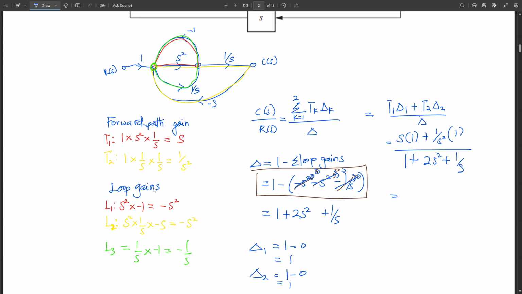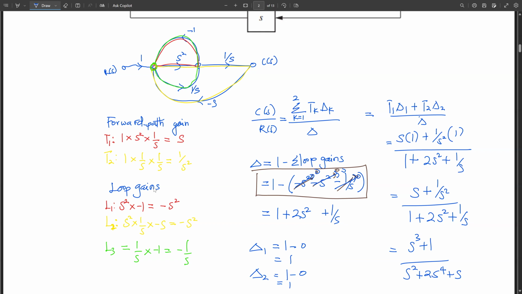We can simplify this to give us s plus 1 over s squared, all over 1 plus 2s squared plus 1 over s. To make things easy, I can multiply both the denominator and the numerator by s squared. Then I'll get s cubed plus 1, all over s squared plus 2s to the power 4 plus s. So this is my final transfer function.